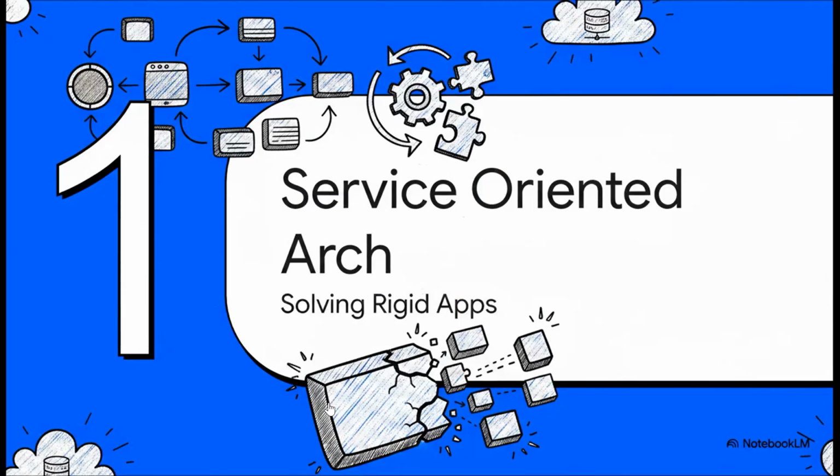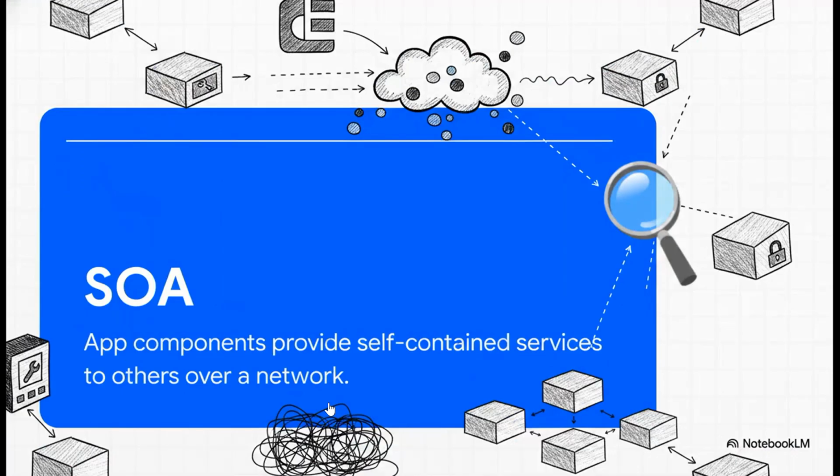Well, that brings us to Section 1, Service-Oriented Architecture. This is basically the software solution to those rigid, monolithic applications. Service-oriented architecture, or SOA, is a brilliant architectural pattern. Instead of building one giant, tangled application where everything relies on everything else, application components provide self-contained services to others over a network. A service, in this context, is a well-defined, completely independent unit of functionality.